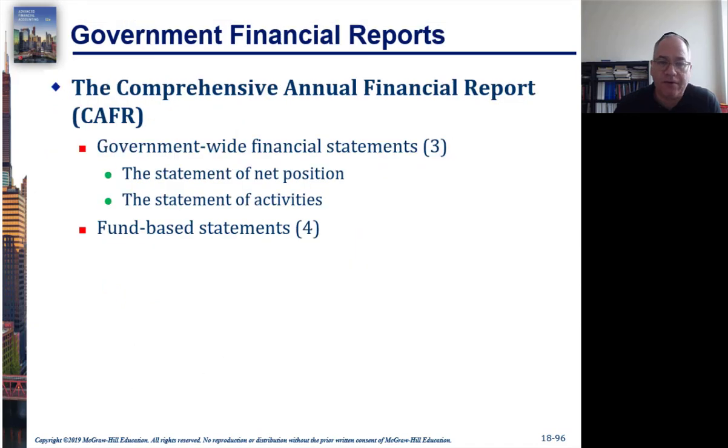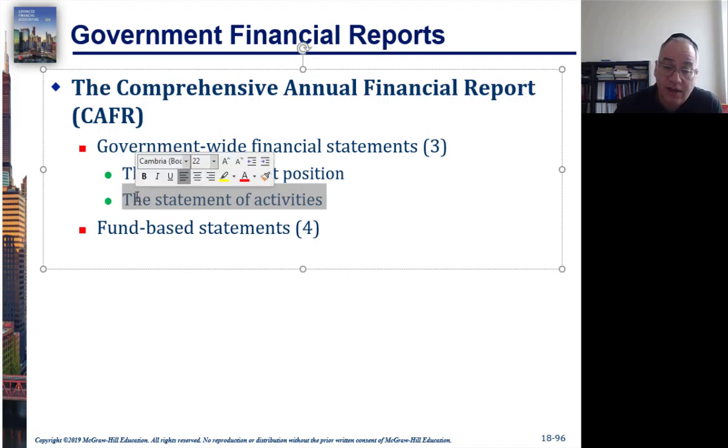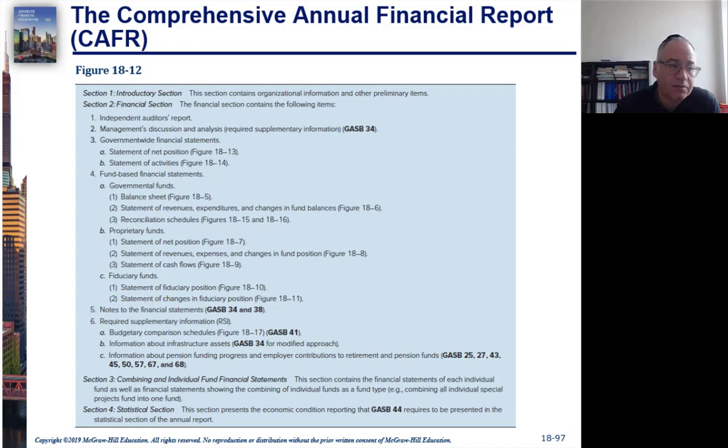So we have the CAFR, the Comprehensive Annual Financial Report, extremely important for the CPA exam. And we have what we call government-wide financial statements and then fund-based statements. The government-wide financial statements would be a statement of net position, which is like a balance sheet, and a statement of activities, which is like an income statement. And we're also going to present fund-based financial statements so people will know what's going on. So here's a list from the book of all the different sections.